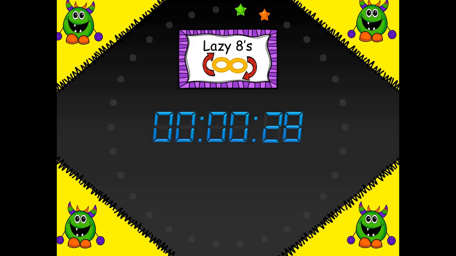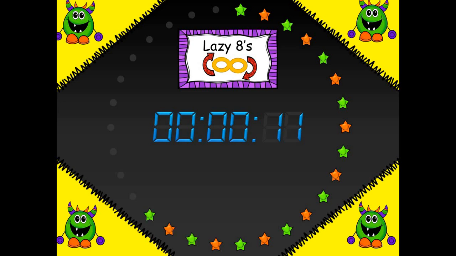All right, it tells us we're gonna do 30 seconds of lazy eights. Lazy eight means you stick your arms out in front of you and you kind of move it in an 8 shape. There you go. It's almost like a wave with your arms. Get up and move your arms. Good job. That feels good to get up and move, doesn't it?